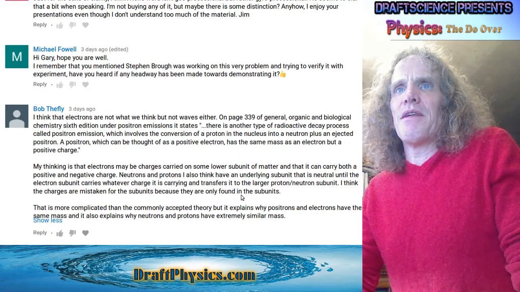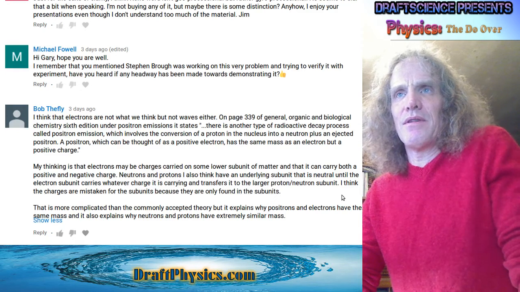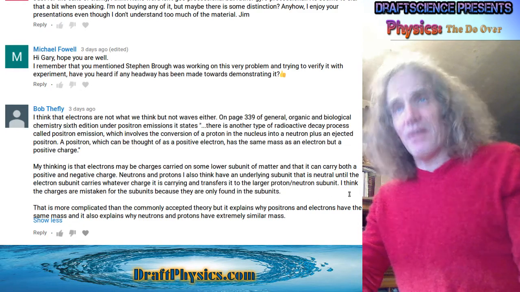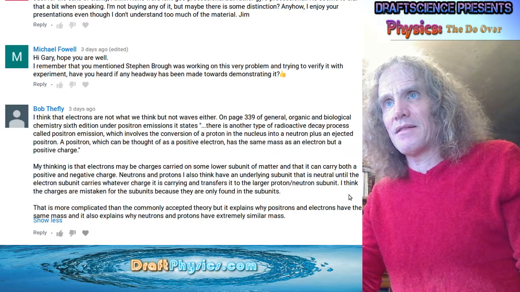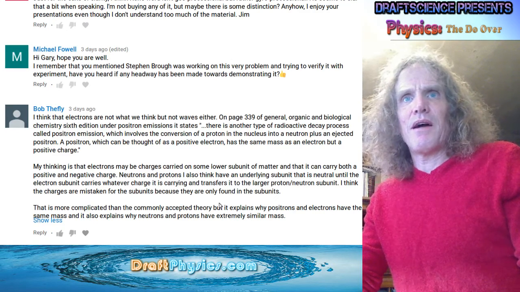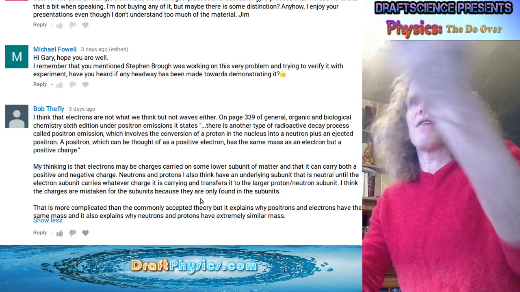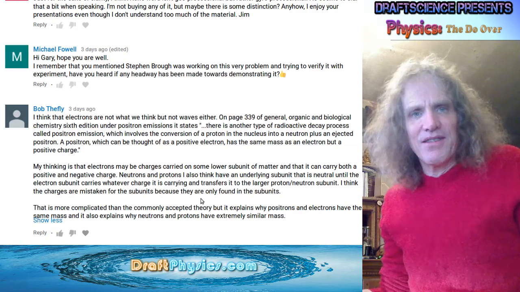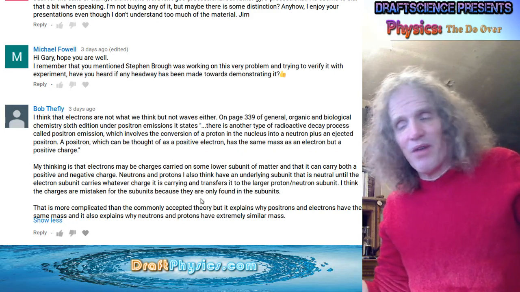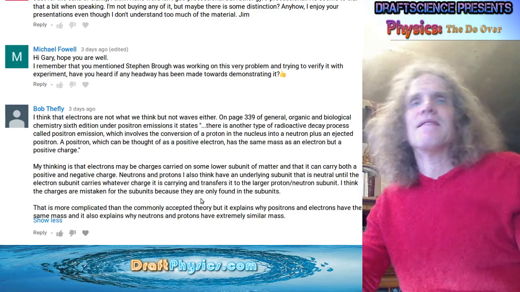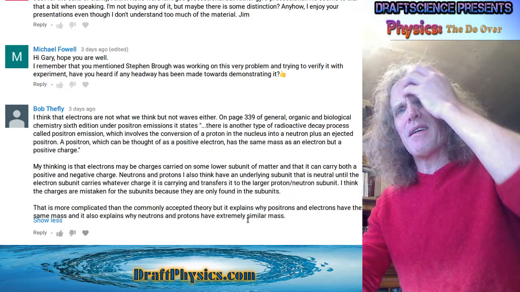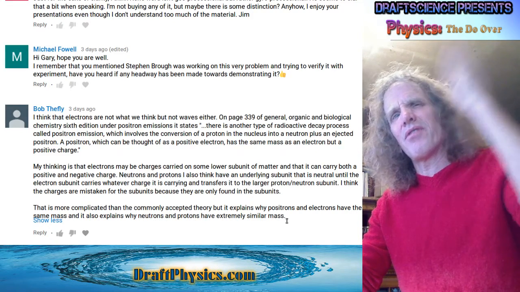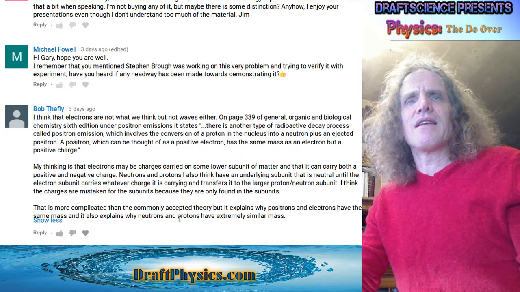All right, which can be thought of as a positive electron. Well, it can be thought of as a lot of things. You know, flying frog has the same mass as an electron, but a positive charge. Well, look, they can't figure out. The only way to measure mass, quote unquote, is to weigh it. Can't weigh electrons. My thinking is that electrons may be charges. Well, again, your thinking. You're just not getting the agenda here.